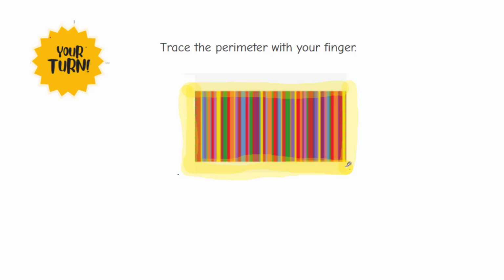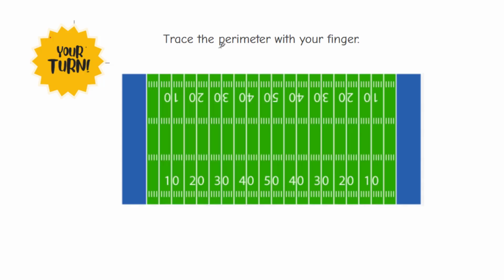Again, perimeter, outside edge. If you were going to build a football field, it has to be a certain size. What is the perimeter of this field? We need to know what the perimeter is. Turn off the video, trace it with your finger, and come back.